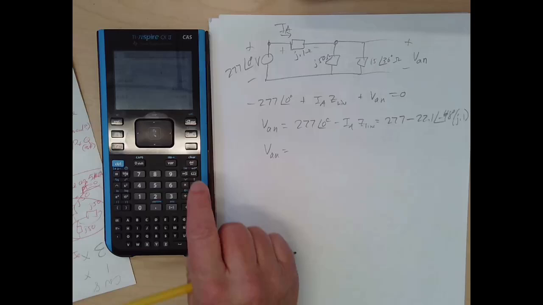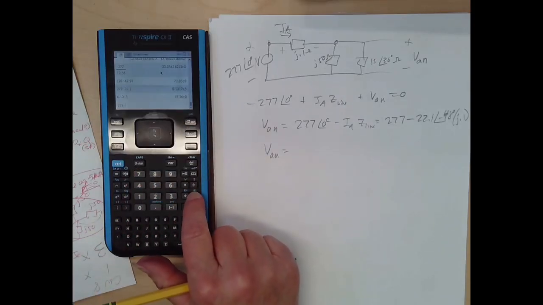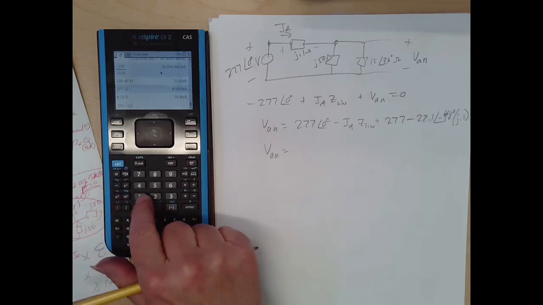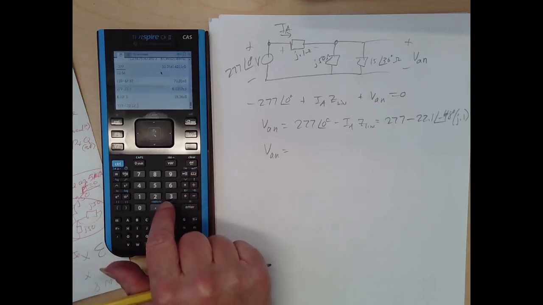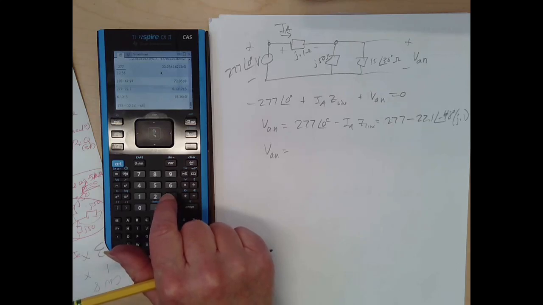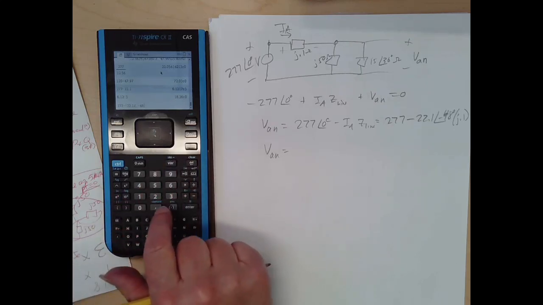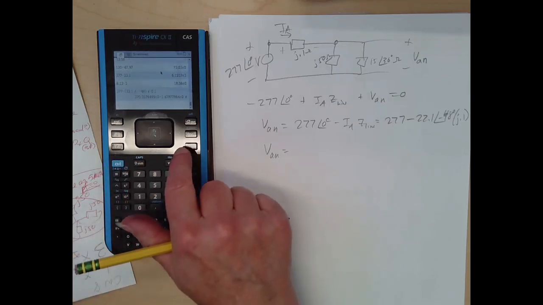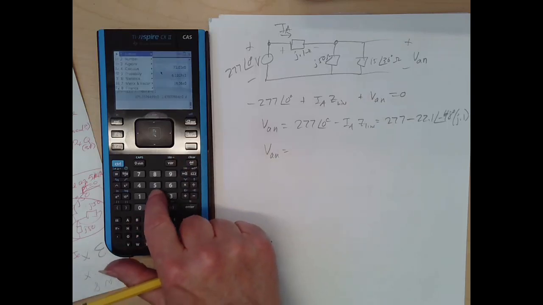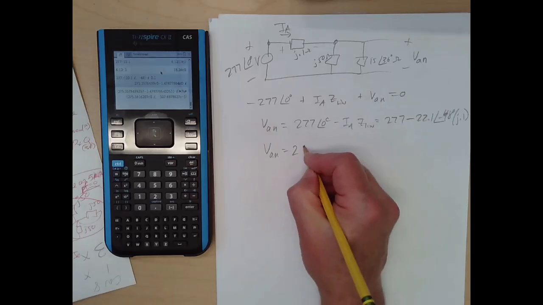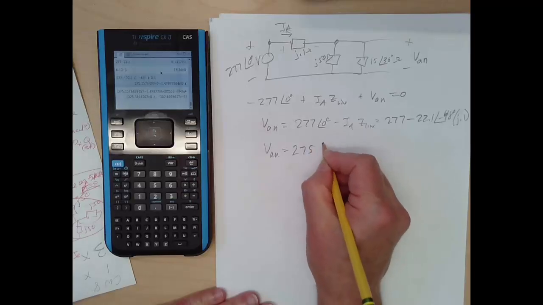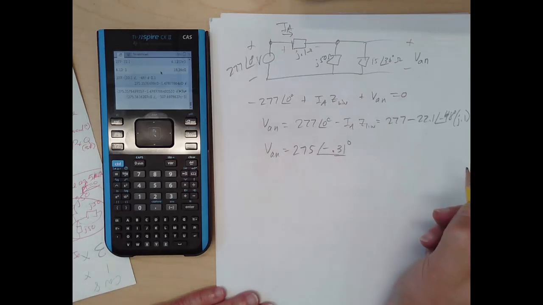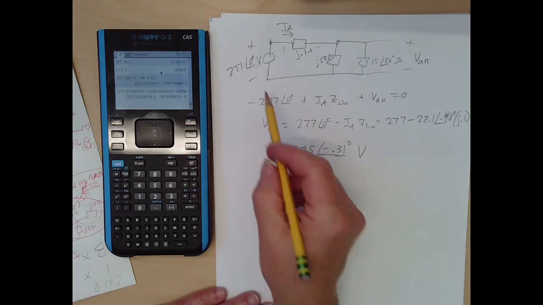All right, so we can get VAN as complex number 277 minus polar form 22.1 angle of negative 48 times J.1. And we don't like voltages and current in rectangular, so we'll just get that polar conversion going. So we've got 275 and an angle of negative 0.31 degrees volts. So very close to the source voltage, which is what we want.